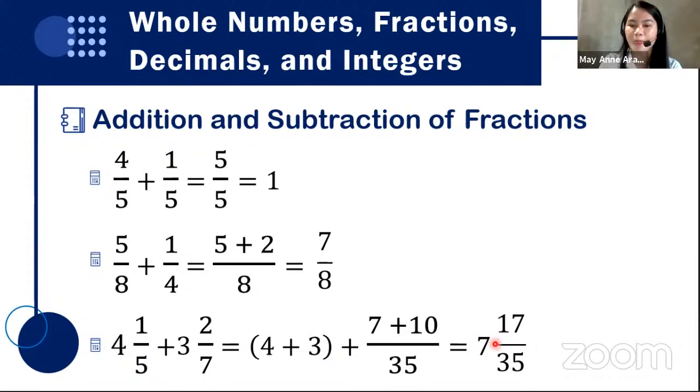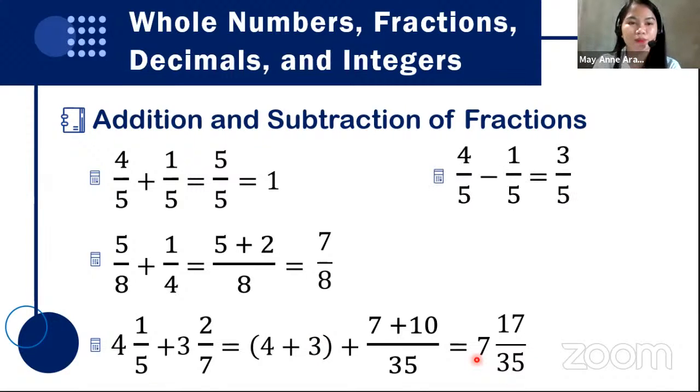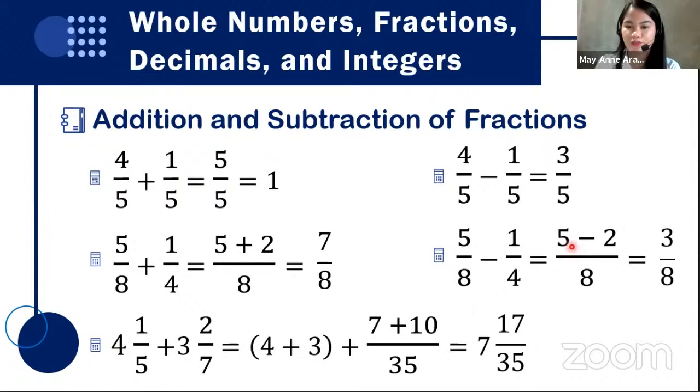Then just add the whole number. So 7 and 17 over 35. And then the same rule applies to subtraction. So all you have to do is subtract the numerators. So we have here 4 minus 1 is 3 over 5. For the unlike fractions, instead of addition, you just have to subtract the numbers in the numerator. So in this case, we have 5 minus 2 is 3 over 8.